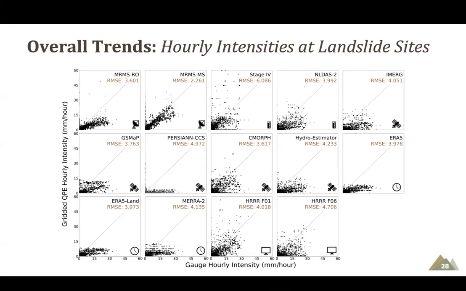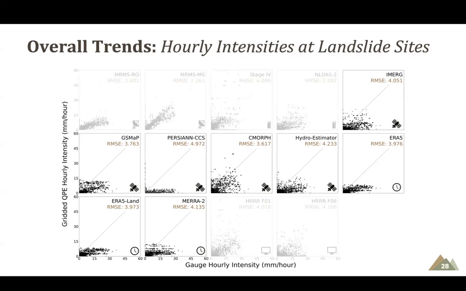We can see that in general, most products tend to overestimate gauge data at lower intensities and underestimate them at high intensities. This pattern is especially true for the satellite and reanalysis products, where it seems, maybe with the exception of CMORPH, that there's a cutoff intensity around maybe 15 millimeters an hour, where they don't tend to capture intensities much higher than that.